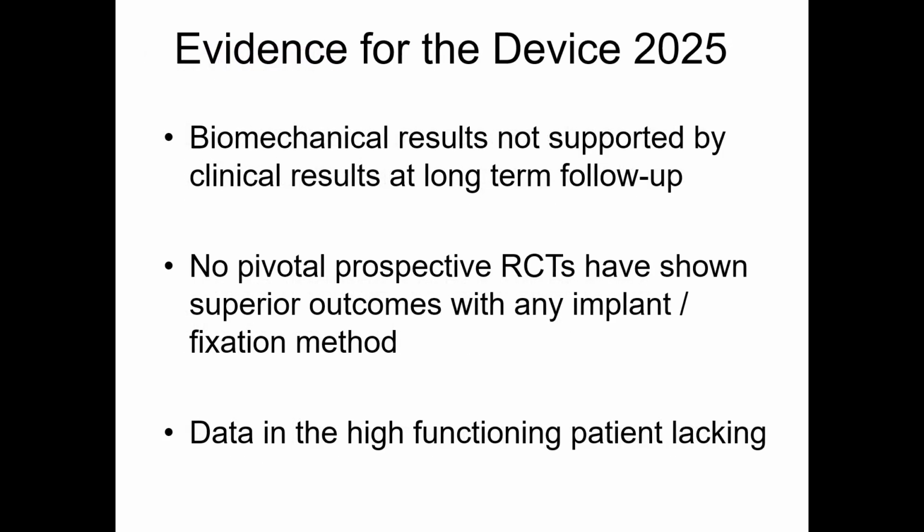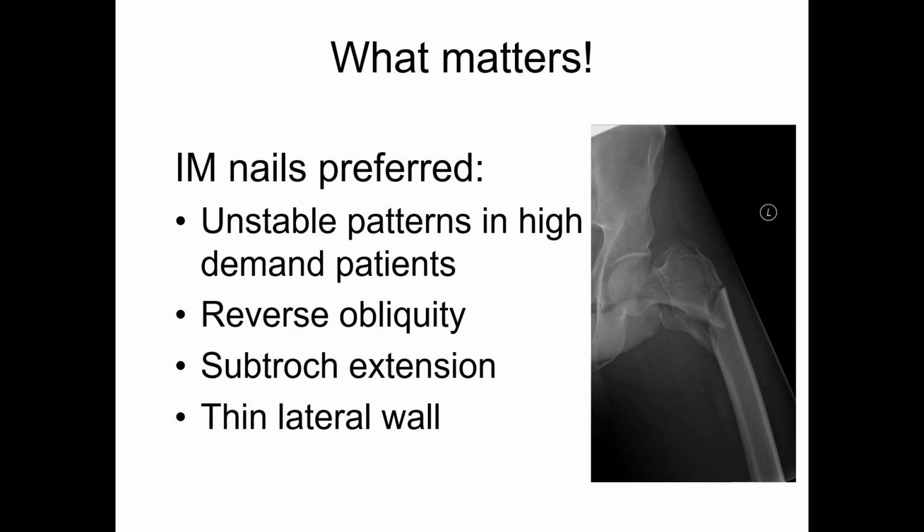If you look at the evidence for the device in 2025, biomechanical results are not supported by clinical results at long-term follow-ups. There are no pivotal prospective RCTs that have shown superior outcomes with any implant or fixation method. What's particularly important is that data in the high-functioning patient is lacking, particularly at long-term follow-up. While the evidence suggests there are no differences between IM nails and sliding hip screws, there are some exceptions. IM nails are preferred in very unstable patterns in high-demand patients, in reverse obliquity patterns, in patterns with subtrochanteric extension, and when there's a thin lateral wall.